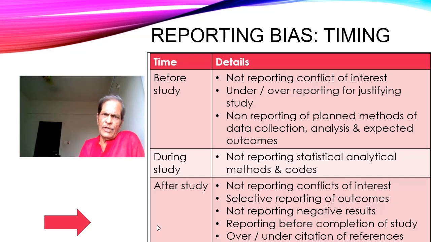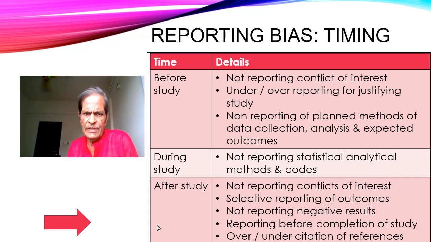The reporting bias can occur before the study, during the study, and after the study. The lesser it occurs during the study, the better. The biases that can occur before the study include not reporting the conflict of interest. The study protocol is supposed to be presented to the ethics committee before the study, because the approval of the ethics committee is to be taken before the study. And if you do not mention the conflict of interest in the proposal submitted to the ethics committee, that is a reporting bias that has occurred before the study.